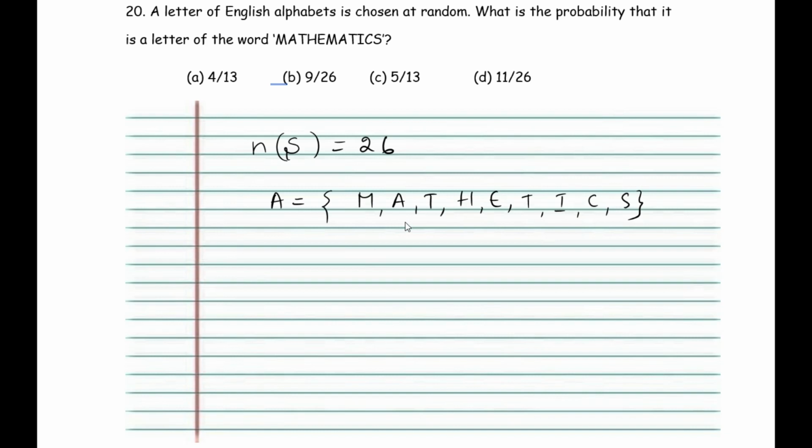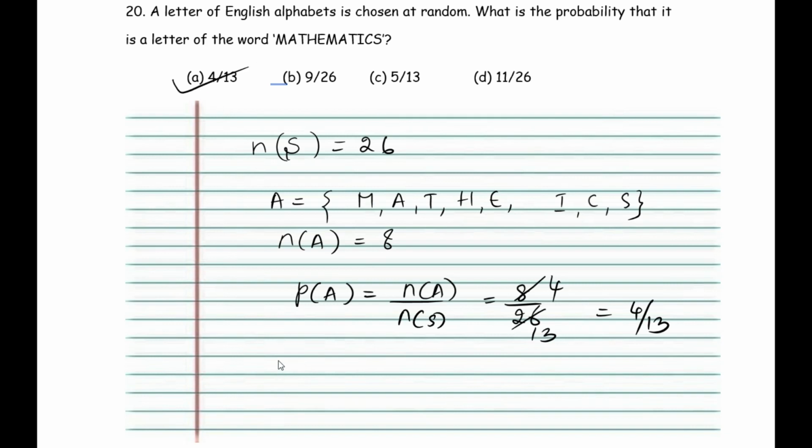Therefore the favorable letters are M, A, T, H, E, I, C, S. Therefore N of A, the number of favorable outcomes, is 8. Therefore the probability of event A is N of A divided by N of S, which is 8 divided by 26. 2 fours are 8, 2 thirteens are 26, we get 4 by 13. Therefore, the correct answer is option A, 4 divided by 13.